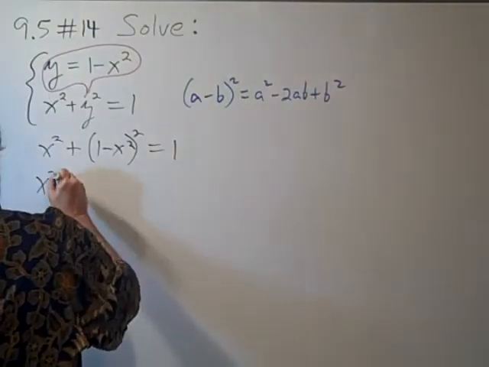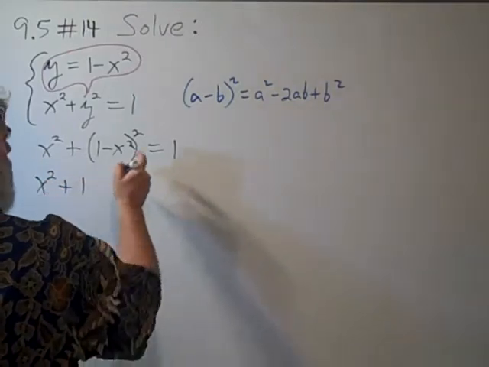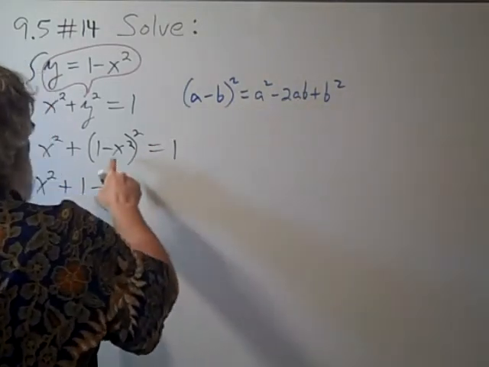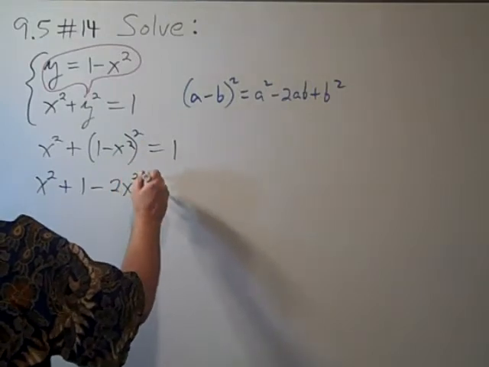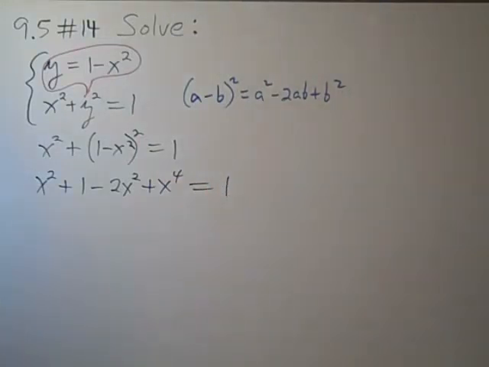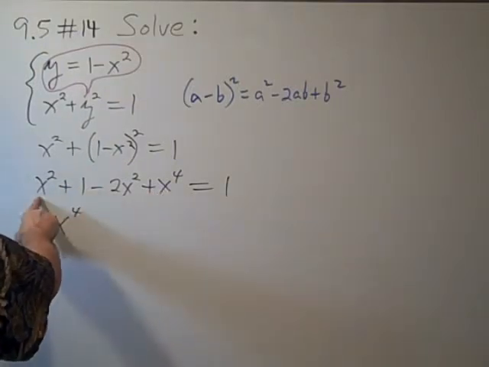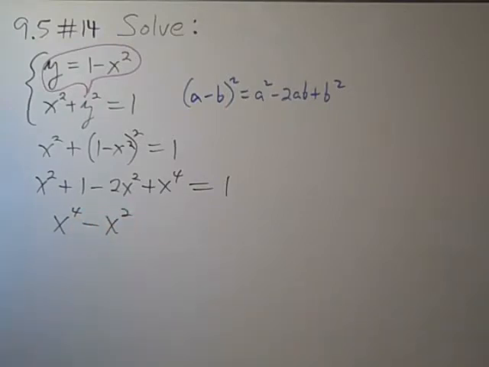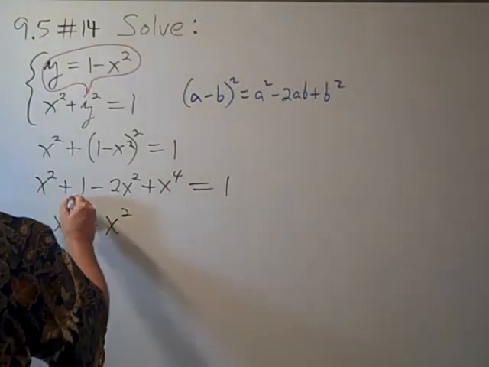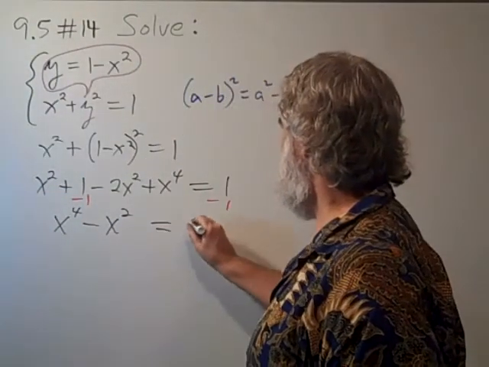So we get x squared plus 1 squared is just 1. Then minus 2 times ab is 2 times 1 times x squared is 2x squared. Plus this term squared is x to the fourth, and that's all equal to 1. So this equation becomes x to the fourth power minus 2x squared plus x squared is just minus an x squared. And by the way, while I'm at it here, let's subtract 1 from both sides, and this all then equals 0.